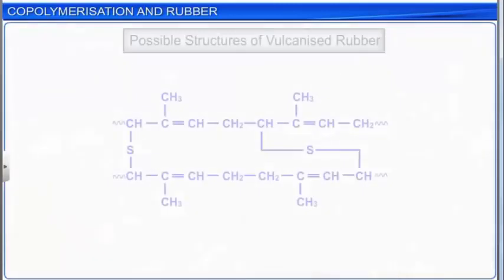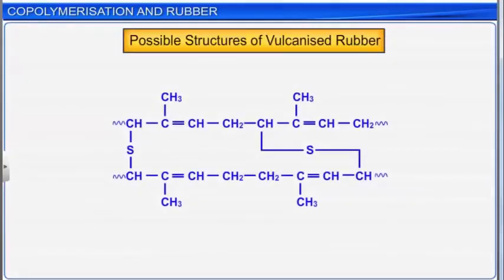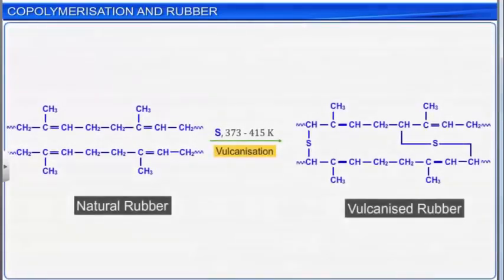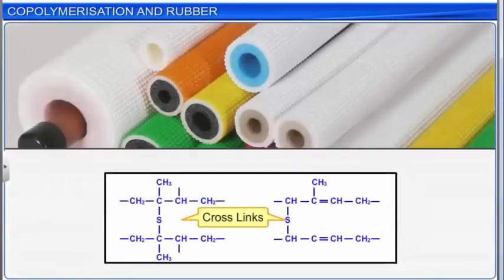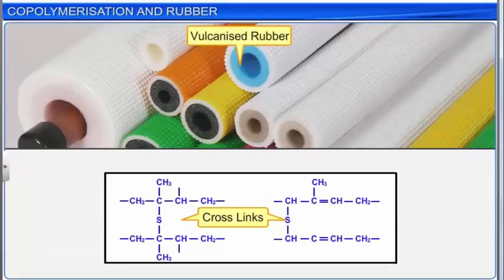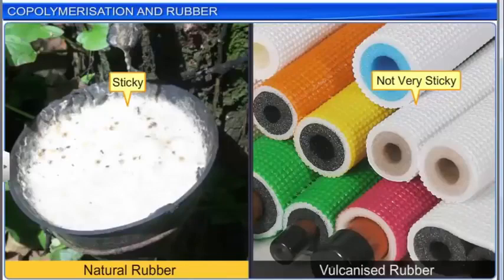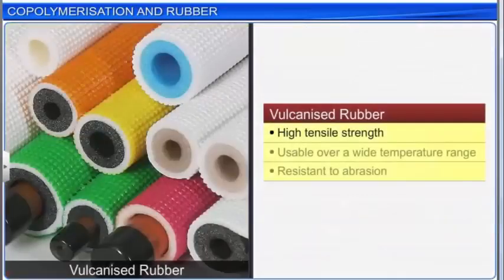Let's look at the possible structures of vulcanized rubber. Notice the sulfur cross-links between the chains. The vulcanization process is generally irreversible. The cross-links help vulcanized rubber to maintain its shape when stretched. Vulcanized rubber is not very sticky, unlike natural rubber. Vulcanized rubber has high tensile strength and is usable over a wide temperature range. It is also resistant to abrasion.